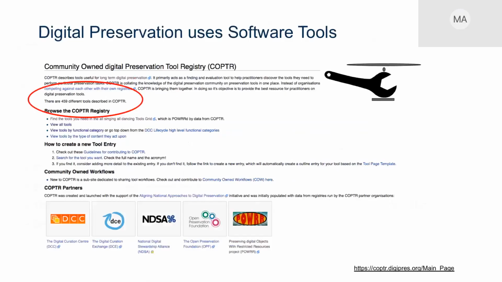So if you're using automation, then it means using software tools. There's quite a lot of digital preservation software tools out there, and COPTR is a community resource that you can use to discover some of them. You can then look at activities in the digital preservation lifecycle that I showed at the beginning, work out what level of maturity you want to achieve, and then find tools to use.